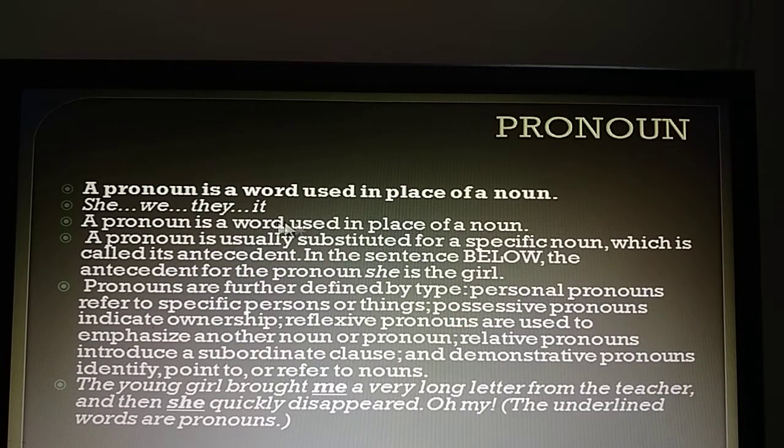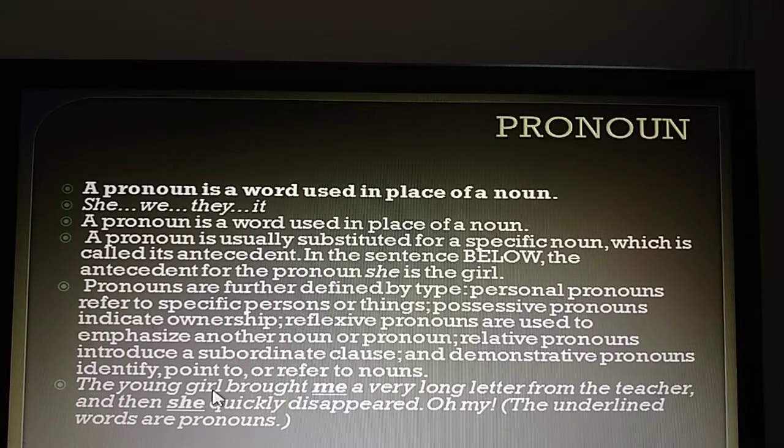Pronoun. A pronoun is a word used in place of a noun. We, they, it, etc. A pronoun is usually substituted for a specific noun, which is called its antecedent. In the sentence below, the antecedent for the pronoun she is the girl.